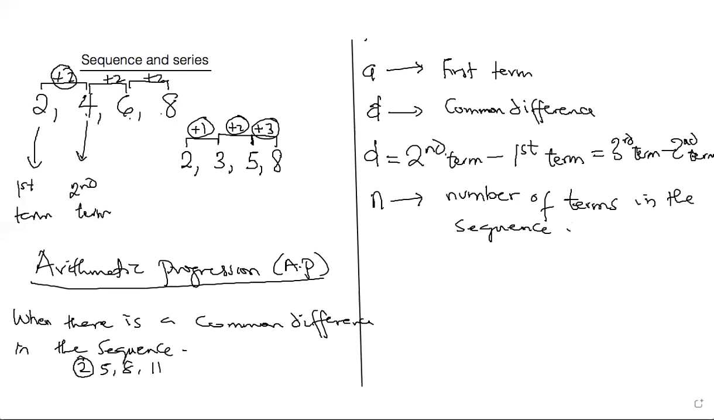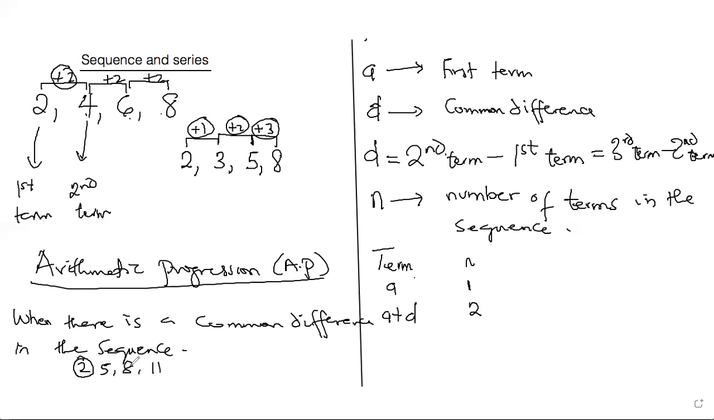Okay, so let's say the first term is denoted as A, the common difference as D, and the number of terms as N. The first term, A, is when N is 1, and the second term is when N is 2. You obtain that by adding the difference. Just like here, you add 3 to the first term to get the second term.